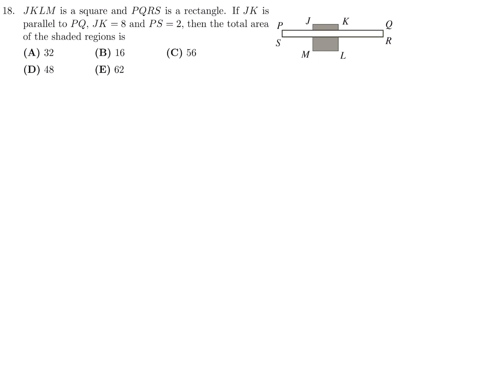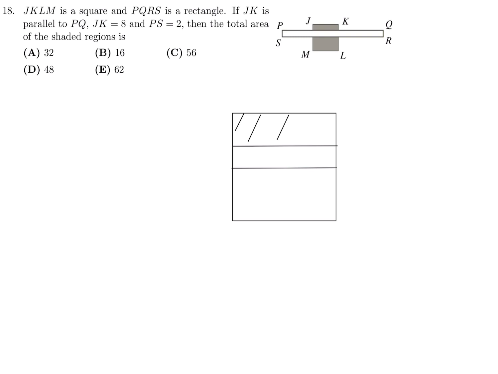JKLM is a square and PQRS is a rectangle. If JK is parallel to PQ, JK is 8, PS is 2, then the total area of the shaded region is. Well, the shaded region is a nice little square, like that. And then what they've done is they've cut out a segment like that. And then they've said that this is the shaded region here. Okay, well, that shouldn't be a problem.